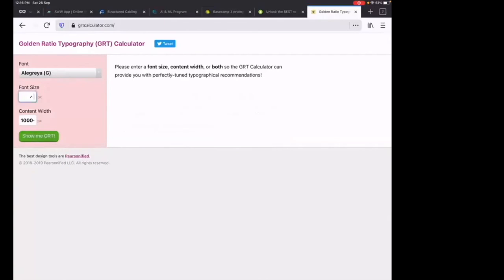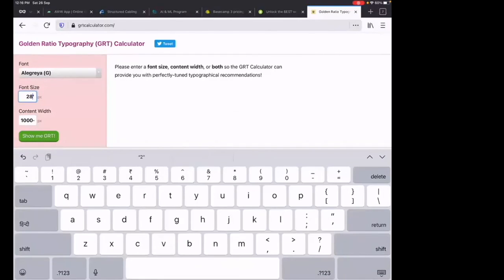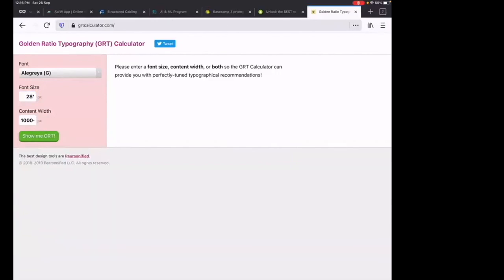I need to enter the font size. I don't know why this is not working. Okay, technically it should work. For some strange reason, it isn't working today.